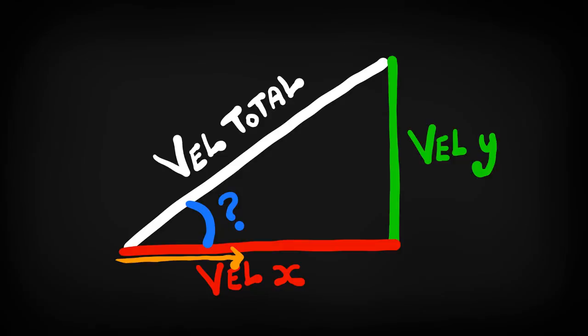So let me explain to you how we're going to achieve this. This triangle represents the velocity of our arrow. The bottom side represents the velocity on the X axis, and the right side represents the velocity on the Y axis, and the long side of the triangle represents the total velocity. Well, the angle that we want to calculate is this one right here, because we want our arrow to be aligned with the direction of the long side of the triangle. To calculate this angle, we're going to have to use the tangent of this angle, because in this problem, we know the adjacent side, which is our velocity on the X axis, as well as the opposite side, which is the velocity on the Y axis.